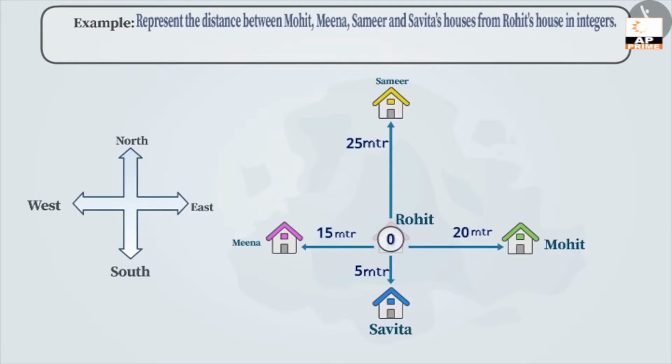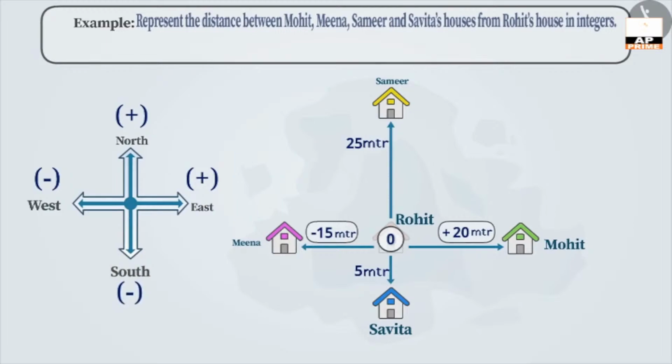In this example, we represent the distance towards the east by a positive sign and its opposite direction, that is west, by a negative sign. Therefore, the distance from Rohit's house to Mohit's house is plus 20 meters and the distance from Rohit's house to Meena's house is minus 15 meters. Similarly, we represent the distance towards the north by a positive sign and the distance towards the south by a negative sign. Therefore, the distance from Rohit's house to Samir's house is plus 25 meters.